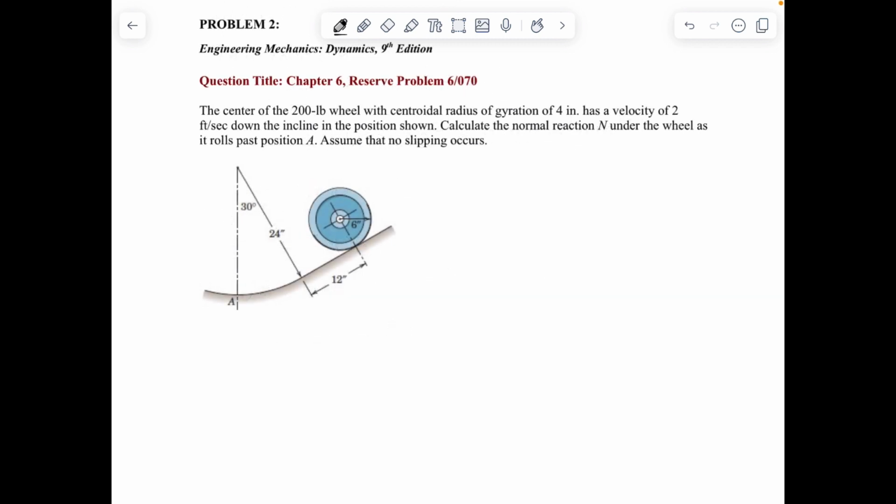Question number 2. The center of a 200-pound wheel with centroidal radius of gyration of 4 inches has a velocity of 2 feet per second down the incline in the position shown. We need to calculate the normal reaction force under the wheel as it rolls past position A.